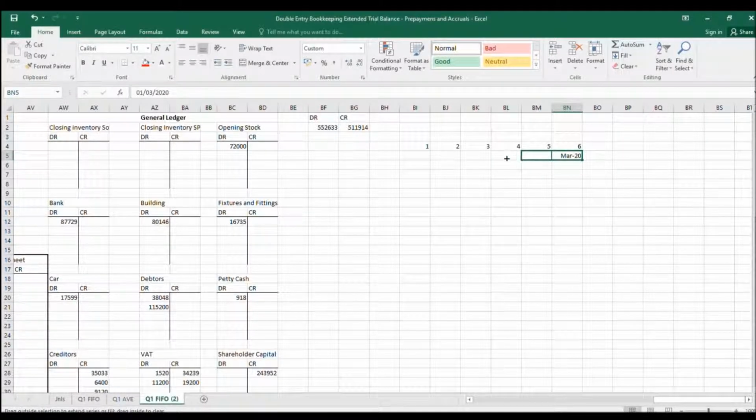So February, January, December, November, and October. This is the point which is in the year, and in here is the amount that's outside of the year that we're going to adjust. So we're going to take off 3 months of the 6 months.